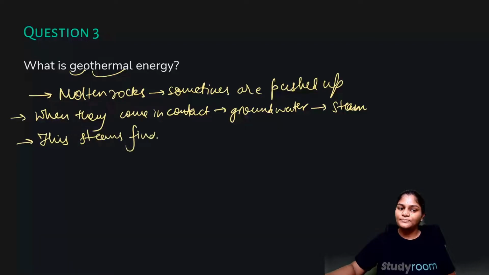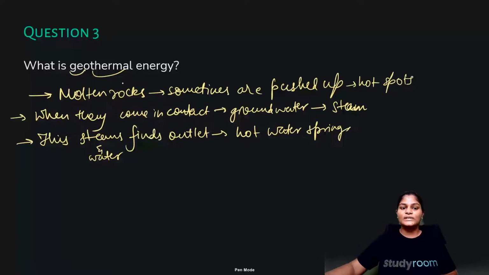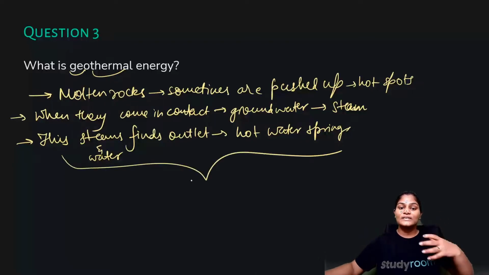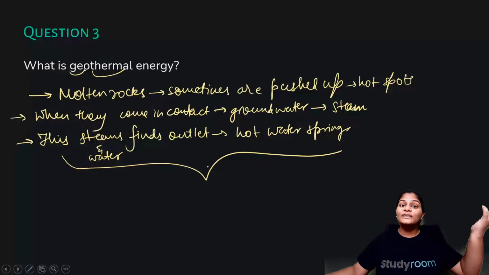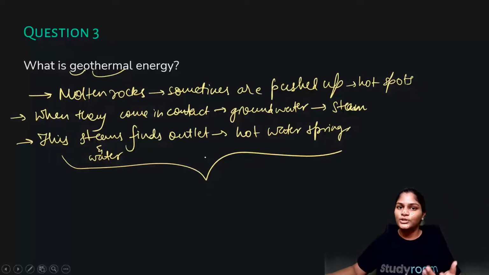finds an outlet, and the steam and hot water find an outlet and form hot water springs, right? What are these called? These molten rocks that are pushed up are basically known as hot spots, right? Okay, and then you'll write one final line. When the energy of this steam and this hot water is trapped and used for generation of electricity, that energy is known as geothermal energy.